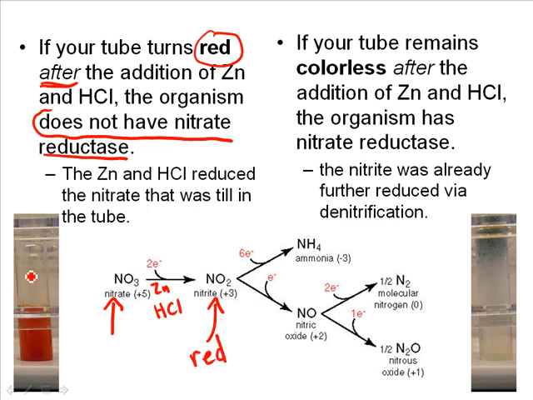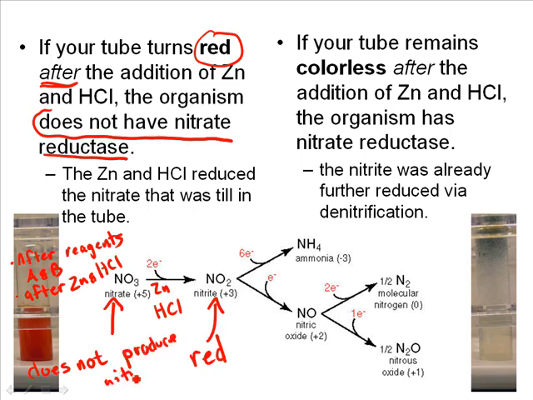So that red color after reagents A and B and also after zinc and HCl is an indication to me that the organism does not have or does not produce nitrate reductase. And it's the zinc and HCl that's doing the reduction step. It's the zinc and HCl that's taking the nitrate and converting it to nitrite.